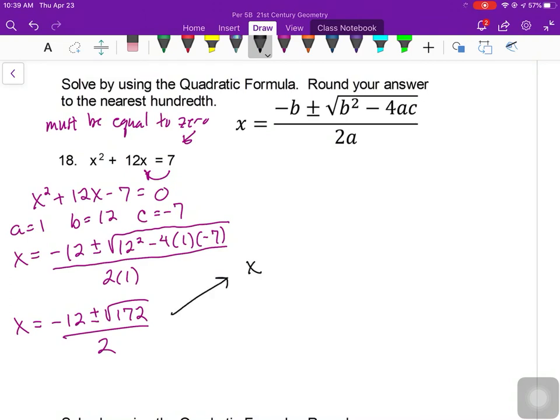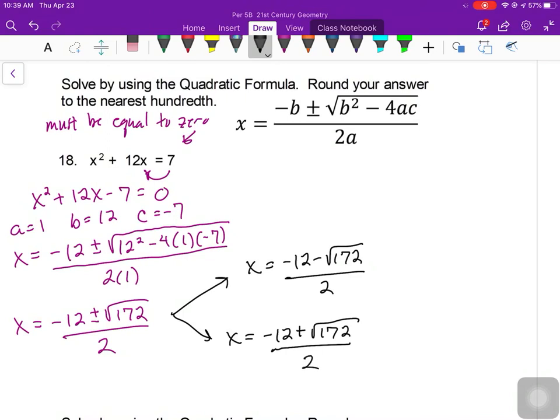And then, of course, we split it into two possibilities. One is when we use the minus: negative 12 minus the square root of 172, all over 2. The other is when we use the plus sign: negative 12 plus the square root of 172, all over 2. And do not forget when you put it into the calculator to put a parenthesis around the whole top.